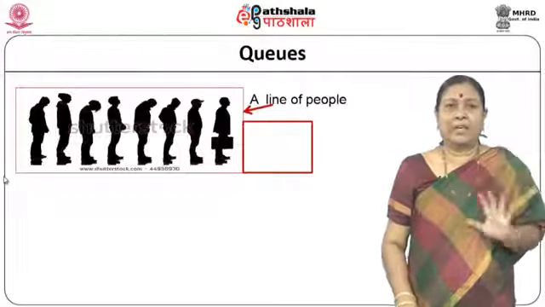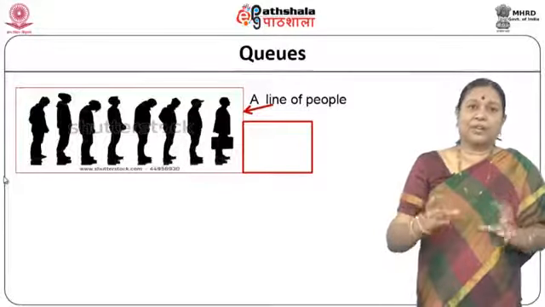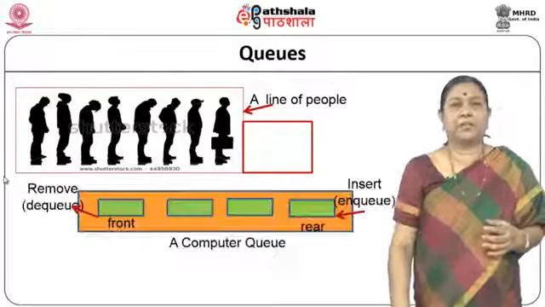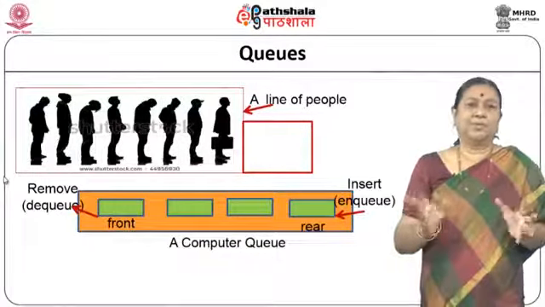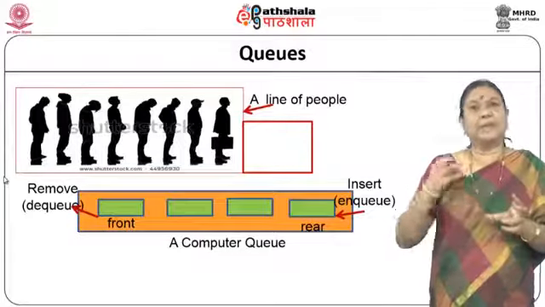Now, let us go into a little more detail on a queue. This is the everyday queue that we have already seen, where you have a line of people standing to get some service, for example at a bank counter to get some transaction done, to buy a ticket, to check out, and so on. This is the everyday queue. Now, let us look at the queue from a computer viewpoint. So, this is the computer queue.